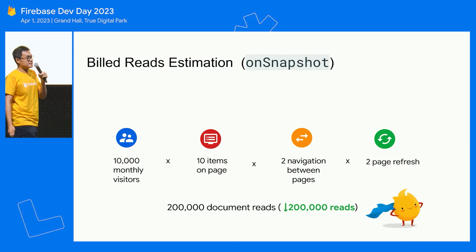So you might be wondering why. Why does it do that, right? You can say this small change alone can significantly save a lot of your reads, almost 50% of your reads, right? So let's take a look at why. Because does this mean that on snapshot, you should use it all the time for every single query you're doing on your app? So let's take a look at that. So we go through our getDocs first.